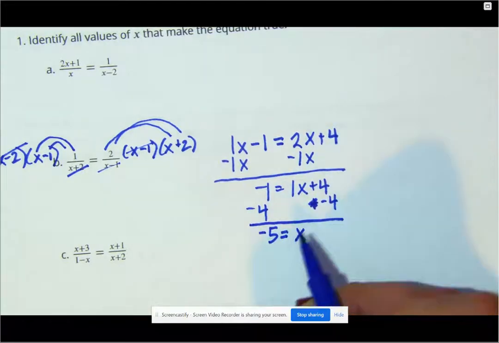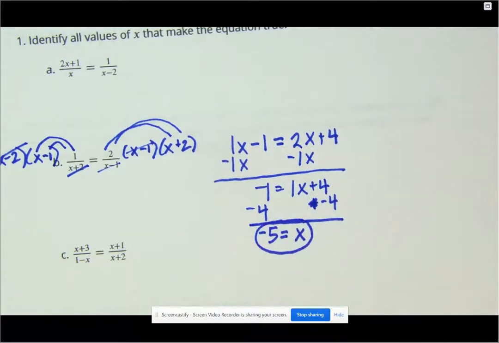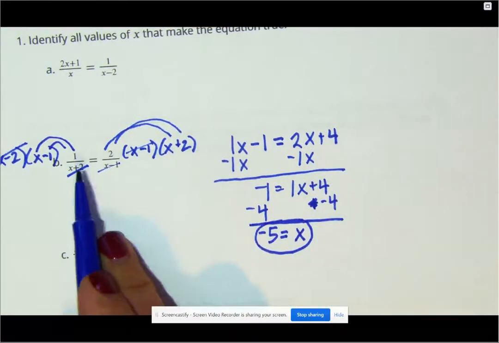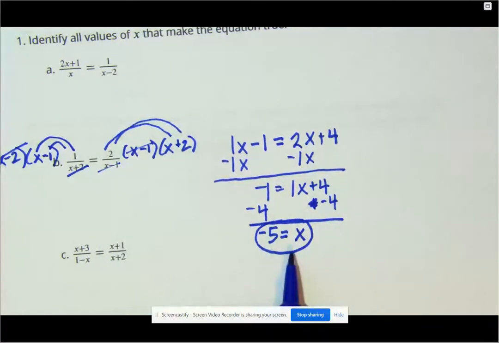So now x is negative 5. And then I just want to make sure that's not one of the undefined values. If I look at the denominator, x cannot be negative 2 or positive 1, which we're good.